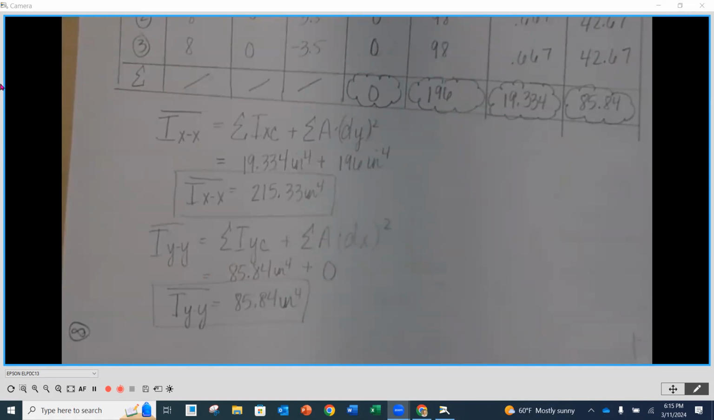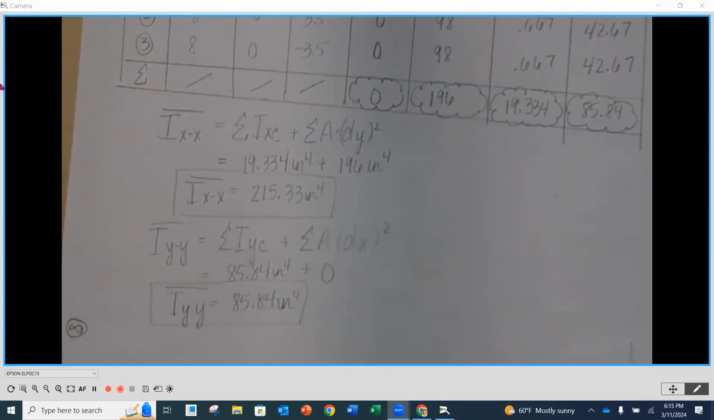So you should get for your overall moment of inertia about the x centroidal axis, 215.33 inches to the fourth. And then for the moment of inertia about the y centroidal axis, 85.84 inches to the fourth.